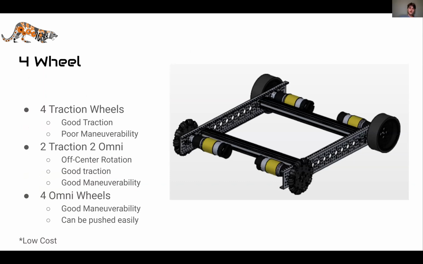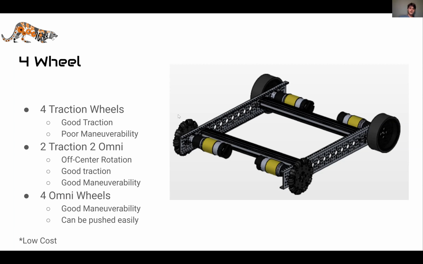One of the kinds of drivetrains that we were talking about earlier is the four-wheel drivetrain. There are a few different variations of this. The three configurations that we have to talk about today are the four traction wheels. And those are these bigger wheels in the back. They only can go in one direction. It's got good traction, but it doesn't maneuver that well.